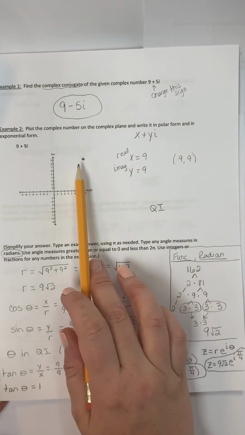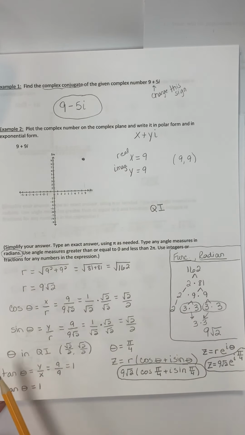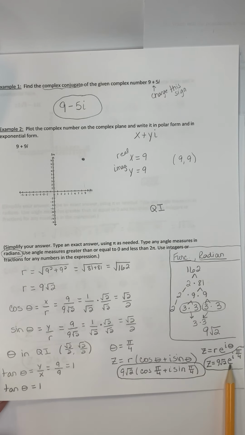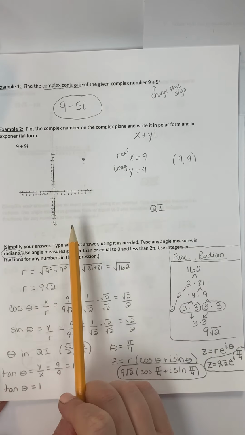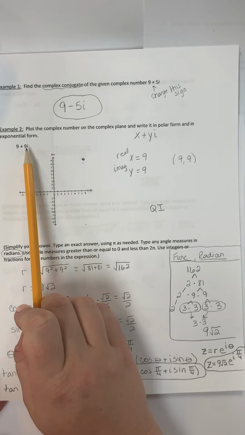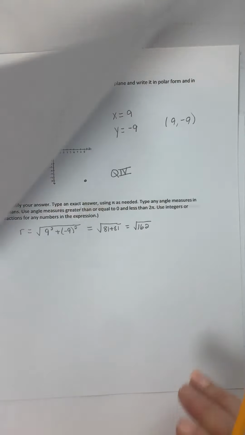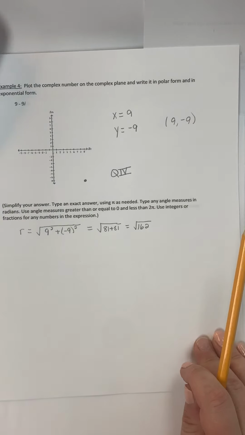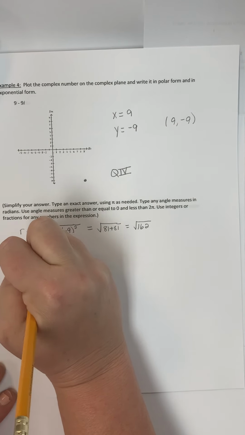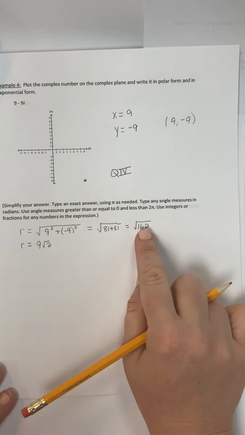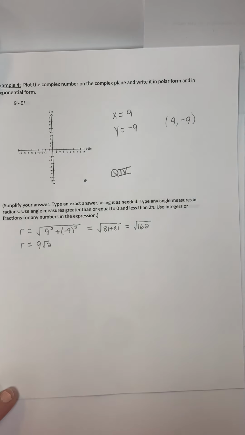Now, just because we have the same r does not mean we are going to have the same polar and exponential form, because this point was in quad 1. We are now in quad 4 because we have a minus. So just keep that in mind. But I am going to just say, okay, r is 9 root of 2, because that is what the square root of 162 is when we reduce it.